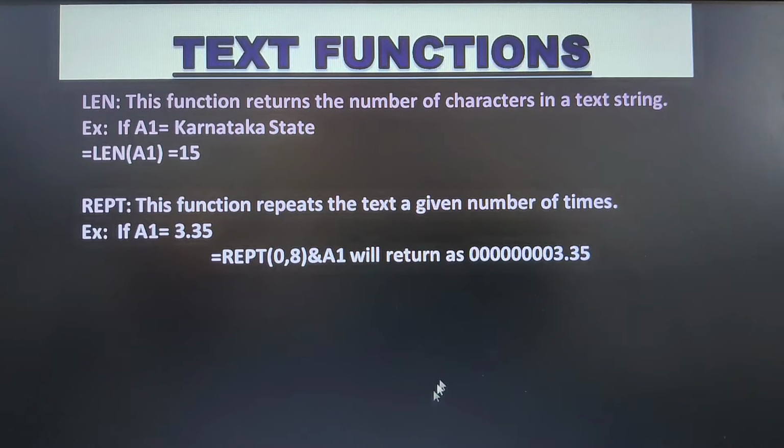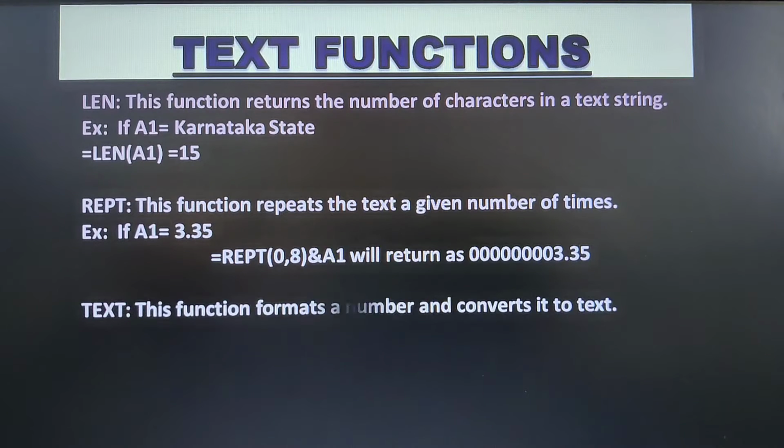So you need not explicitly give the 0 as 8 times here. Just if you are using the repeat function, it will help you to have the zeros for the 8 times before whatever the cell number you are going to specify. So look at here, 1, 2, 3, 4, 5, 6, 7, 8. So 8 times I got the 0 and then followed by the value. I hope you are understanding.